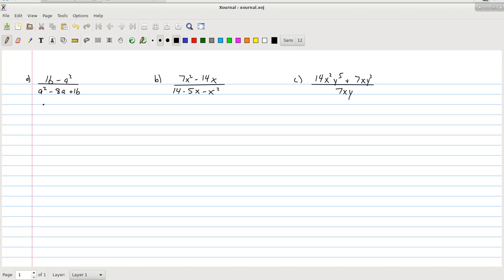There's no common factor, so let's go with two sets of parentheses. It looks like a difference of squares, so everything will be nice and symmetric. 16 is 4 times 4. Minus a squared is positive a times negative a.